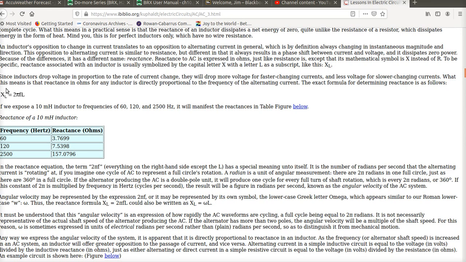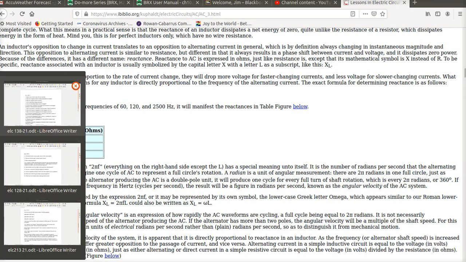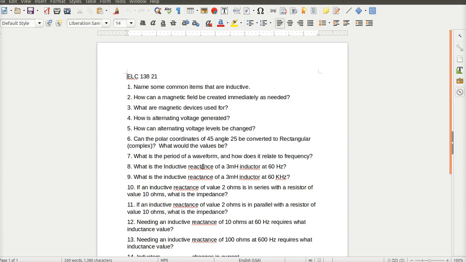XL is inductive reactance, and inductance is in henries. Usually your inductance is going to be in millihenries, and this equation needs it converted to henries, and you know what that means. And then there is your frequency, the frequency of the AC waveform. So what you see is for a given inductor of inductance L, if the frequency varies, the inductive reactance will vary. That's an important concept to get used to, which is why I asked the question.